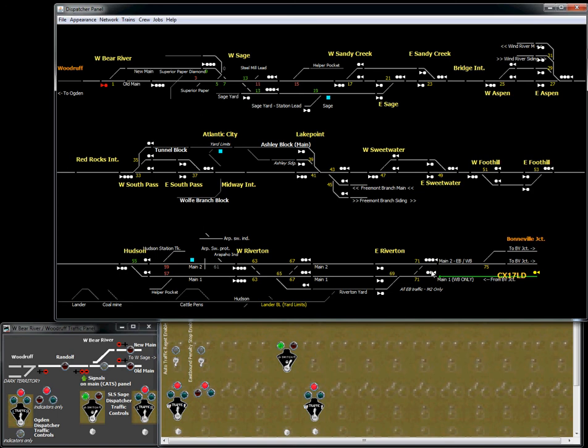Again, I remind the Riverton Yard Master that this train is a through train and is not doing any work there. He still may be able to take it even if he may not have much room, because this train would pass right through his yard.